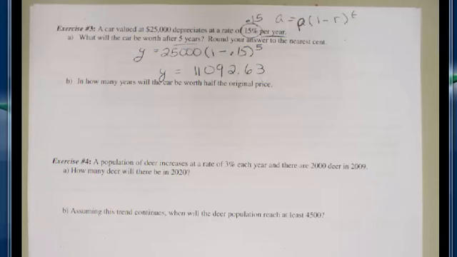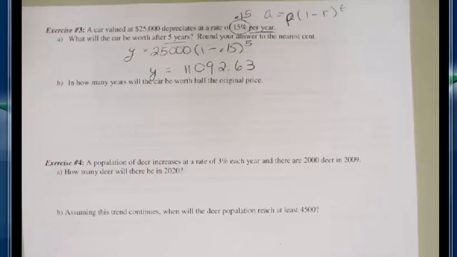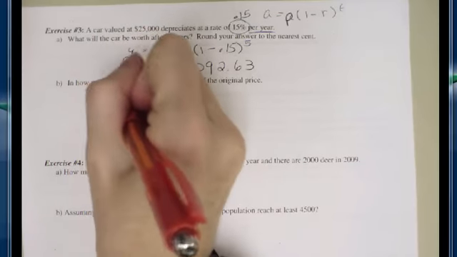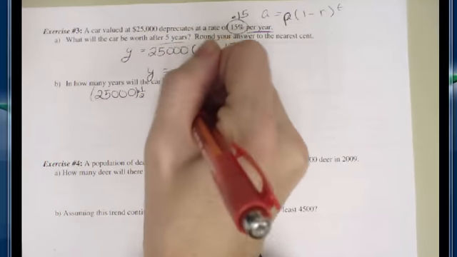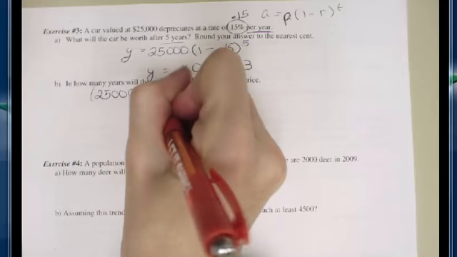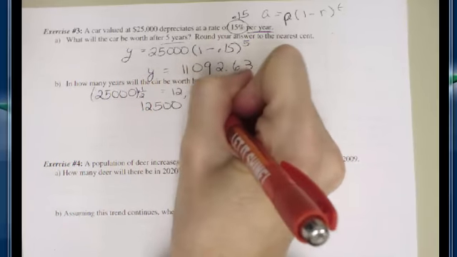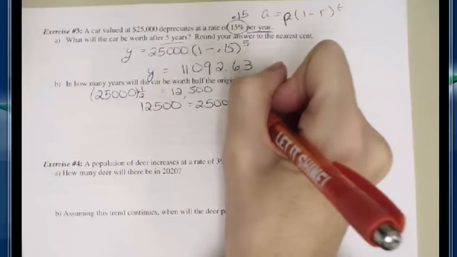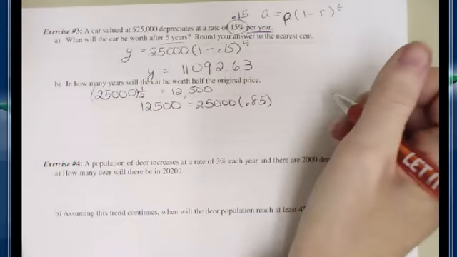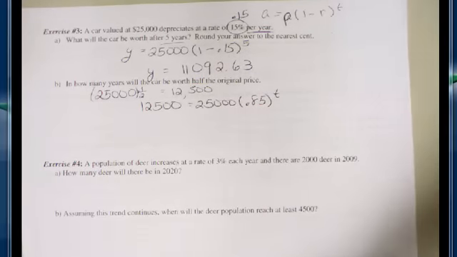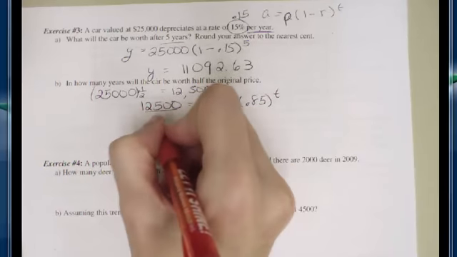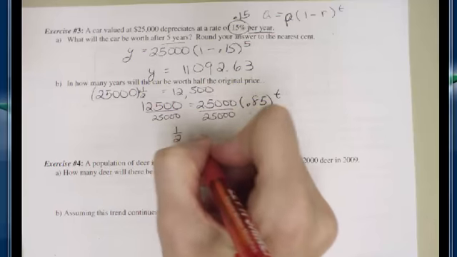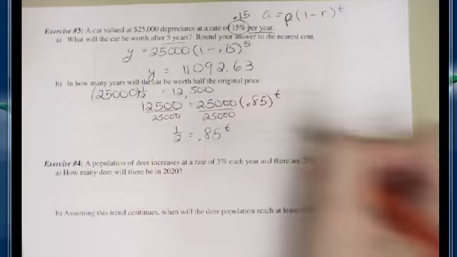Okay, and how many years will it be half of the original price? So half of 25,000 is $12,500. So that is our end. 25,000 goes on this side. And again, you can write the 1 minus 0.15 or 0.85. Divide first. You get 1/2 equals 0.85 to the T.